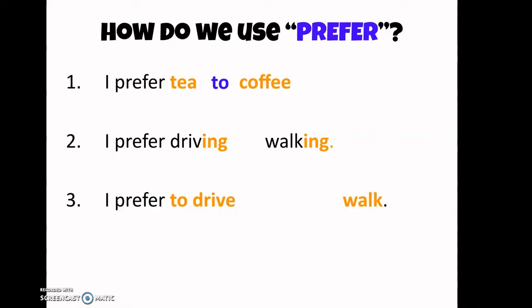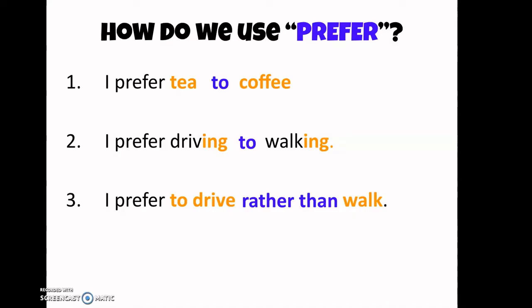Example 2 is, I prefer driving, and then something missing, and walking. Have you guessed it? It should be I prefer driving to walking. So in exactly the same way as example number 1, the missing word is to. Let's take a look at number 3. I prefer to drive and then walk. There is something again missing. I'll give you some time. And then the missing part should be I prefer to drive rather than walk.